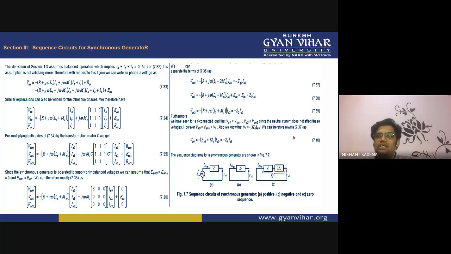So the sequence circuits for the synchronous generator are shown to you, in which the positive, negative, and zero sequence networks are shown. We can see that only the positive sequence network has a back EMF, and the other two do not have any generated EMF. The three sequence networks are almost similar, but the impedances are quite different. The negative sequence impedance is Z2, and the zero sequence impedance Z0 is the sum of Z1 and 3ZN.